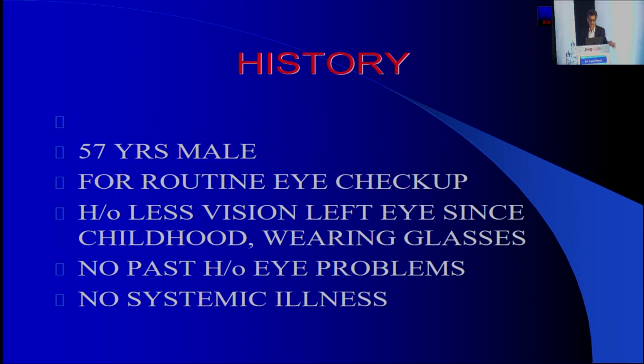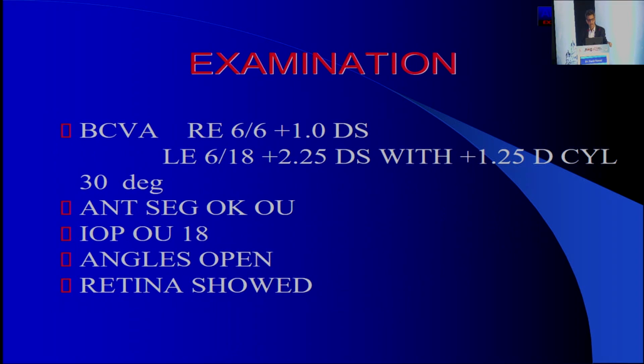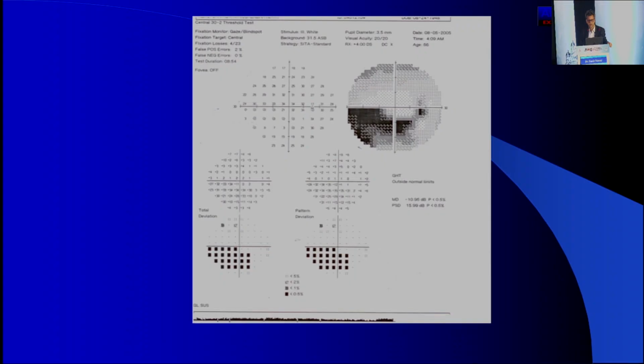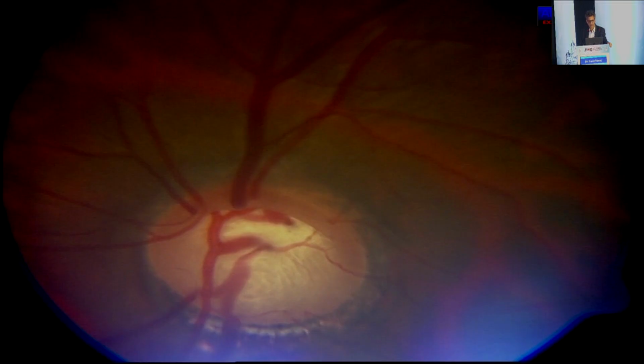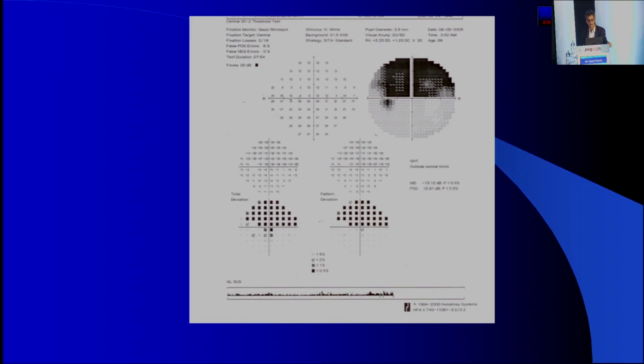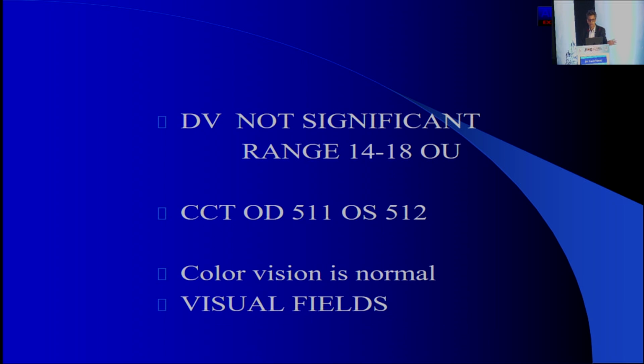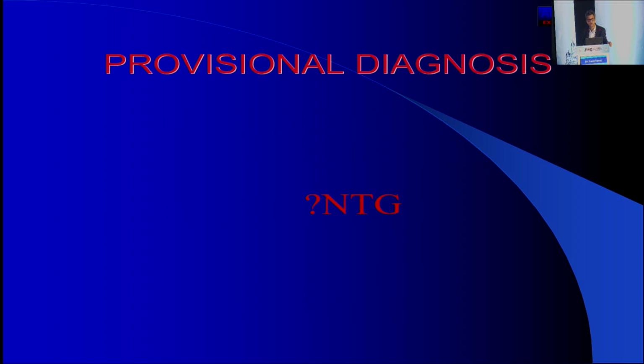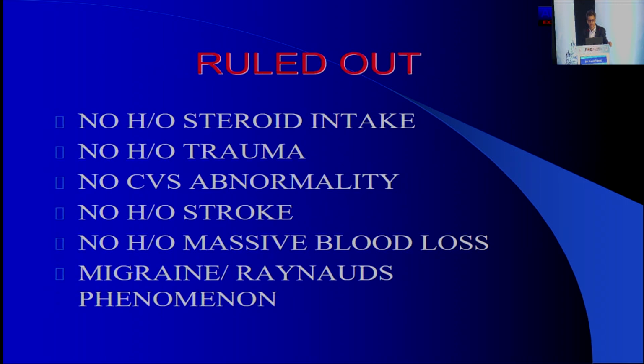Just to put it how exactly it happens, this male came to us. One eye was having less vision since childhood, and the other eye was okay. Angles were open, and the disc that I just showed you had a superior notch with a symmetrical inferior field defect. The other eye looked like a tilted disc, and this was the amblyopic eye, with a classic superior field defect. All the pressures were normal. The cornea was a little on the thinner side. The color vision is normal, because that happens in the tilted disc sometimes. And so a provisional diagnosis of normal tension glaucoma was made.